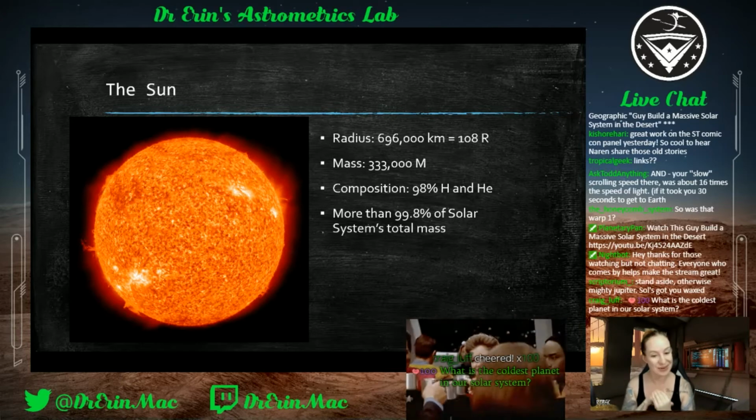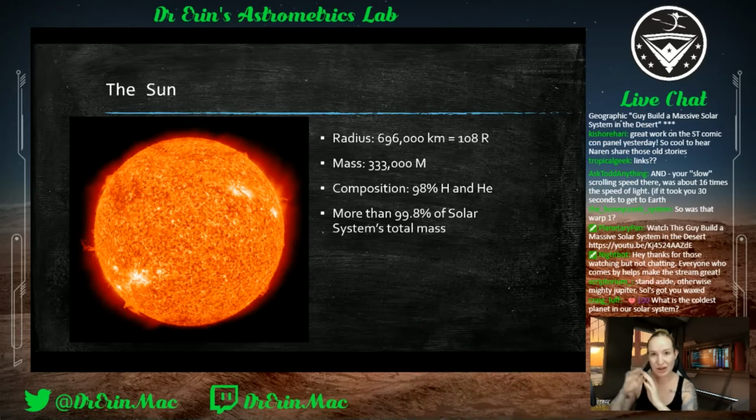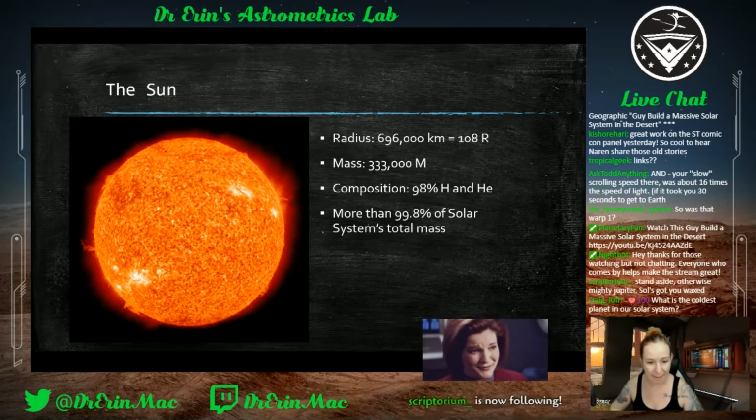What's the coldest planet in our solar system? That's a great question. We will talk about Uranus and Neptune, and they're pretty much tied for coldest. And you'll see.